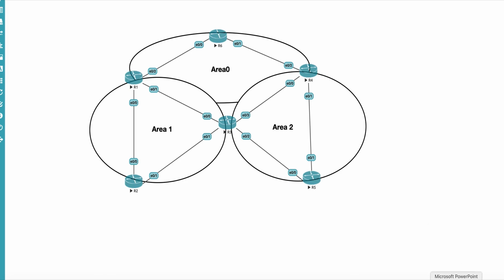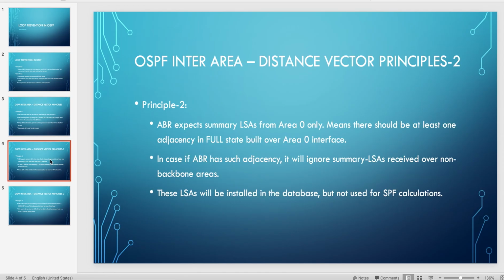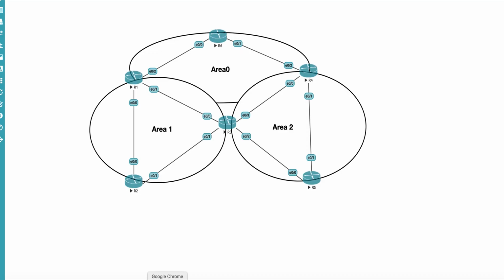Okay, now move to the second principle. Here the ABR expects summary LSAs from area 0 only, meaning that there should be at least one adjacency in full state built over an area 0 interface. In case the ABR has such an adjacency, it will ignore summary LSAs received from non-backbone areas. These LSAs will be installed in the database but will not be used for SPF calculation. So what does that mean? Let's see this through our example.